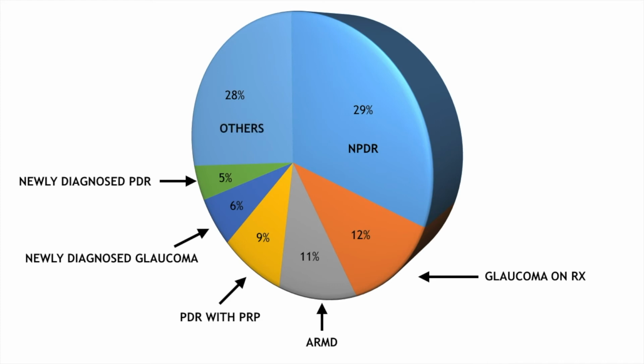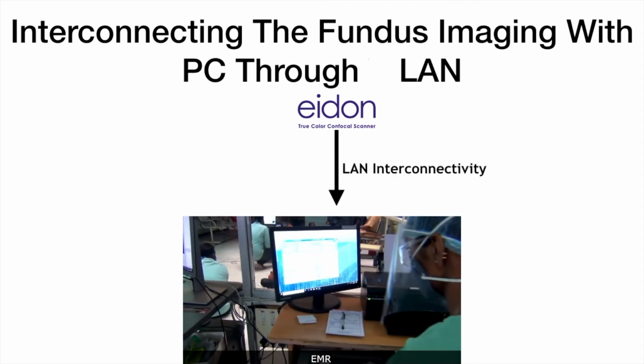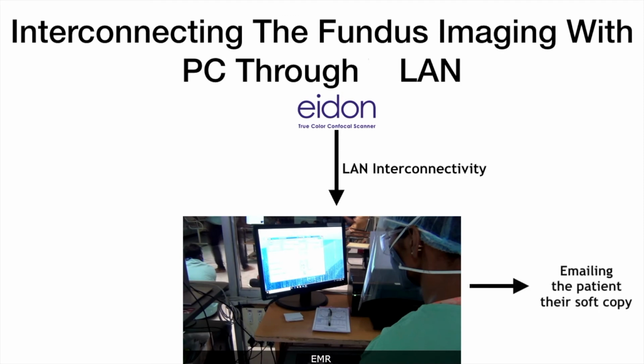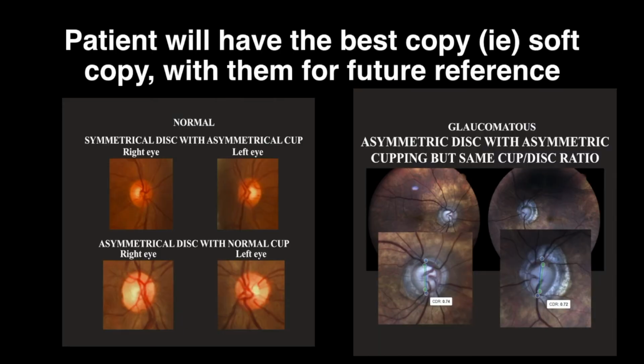Last but not least, by interconnecting the fundus scanner to the PC through local area network, we can also email the patient their soft copy. Also, a soft copy can be transferred to the patient's phone with the help of Bluetooth. Thus, the patient will have the best copy, that is, a soft copy with them for future reference.